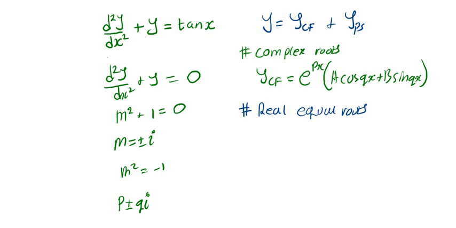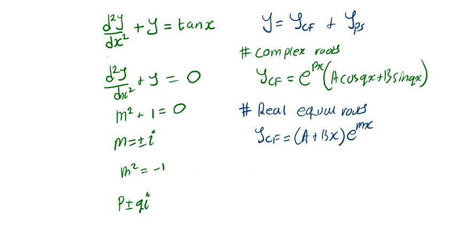If you had real equal roots, your complementary function could have been written as y_c = (a + bx) e^(mx). The reason I'm saying m here is simply because when you get identical roots, meaning your m1 is equal to your m2, you can just indicate this as m.